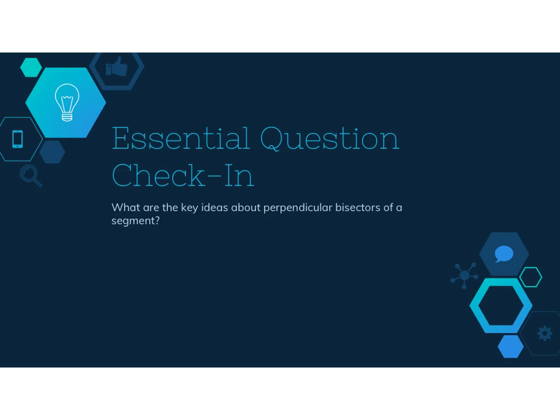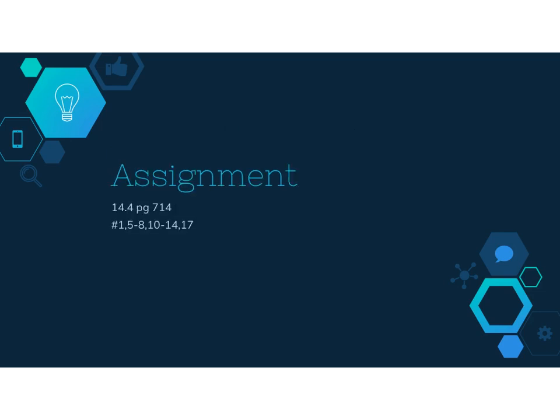And then our essential question, what are the key ideas about perpendicular bisectors of a segment? And the assignment is page 714, 1, 5 through 8, 10 through 14, and 17.